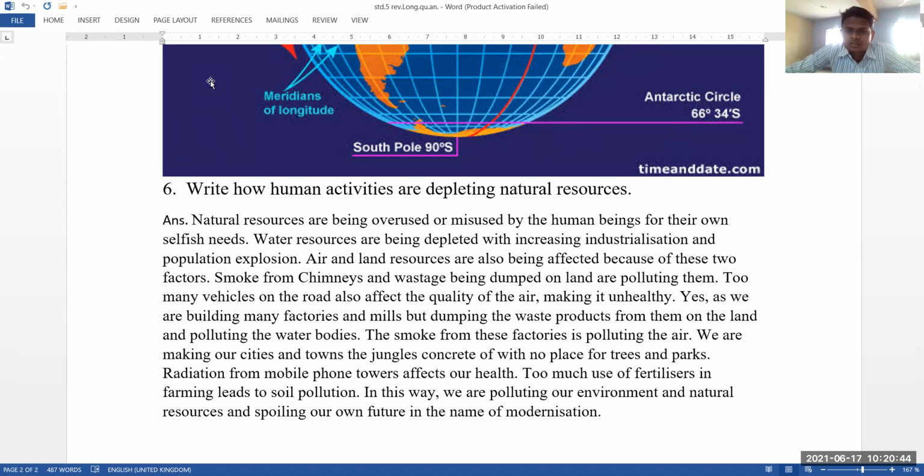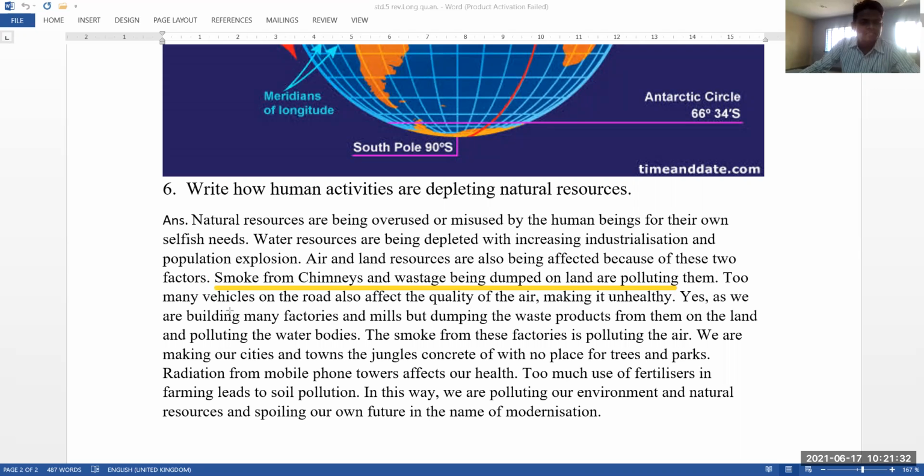Population explosion. 1.4 billion people are staying in India. What would be the situation? Air and land resources are being affected because of these two factors. Smoke from the chimneys, my dear students, you have seen it. Ahmedabad, Baroda, Surat, Ankleshwar, Anand, Vidyanagar, we are not able to breathe properly. They dump waste, polluting the land and water. Air, they are polluting. We are polluting, my dear students.